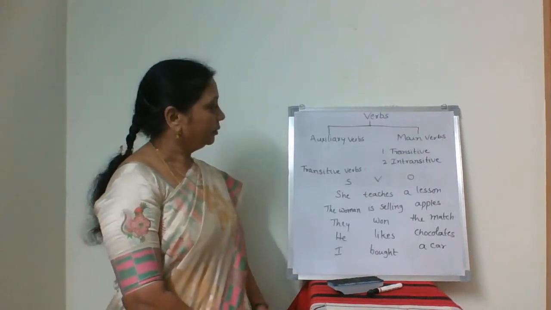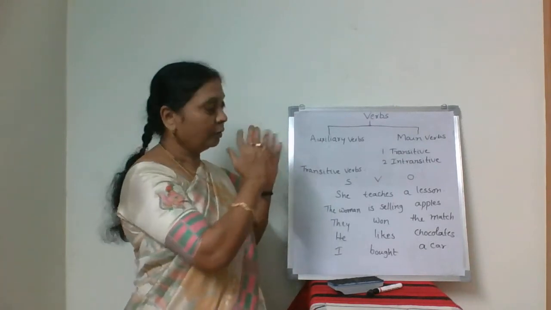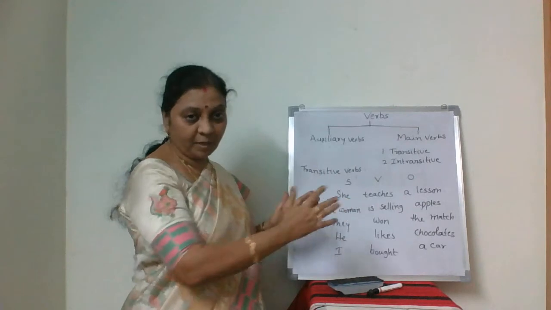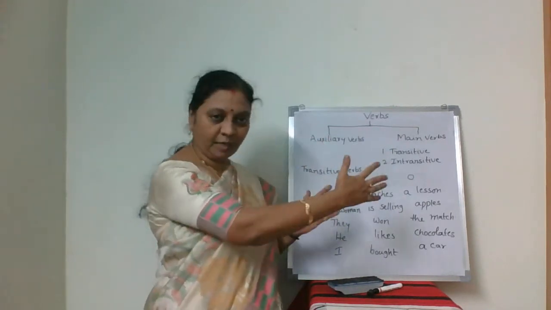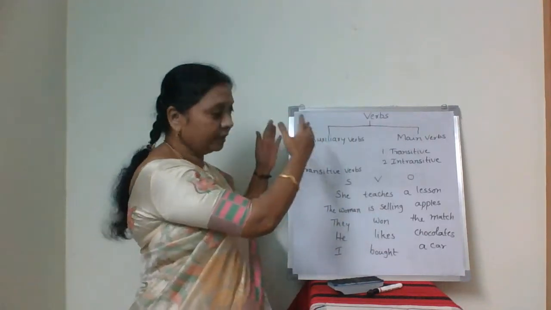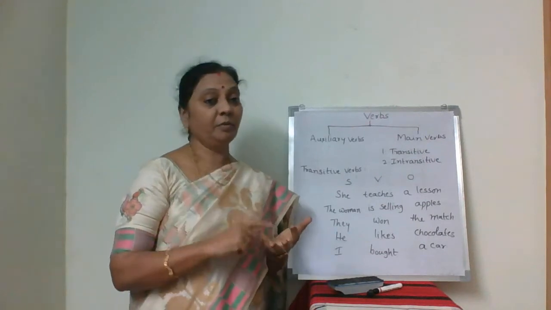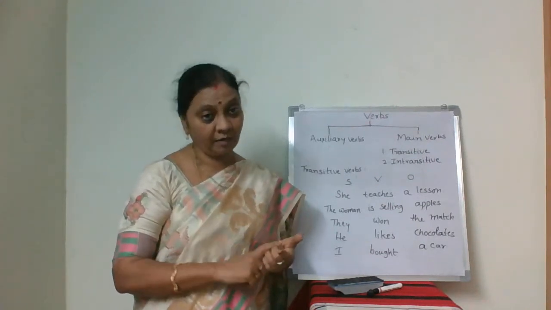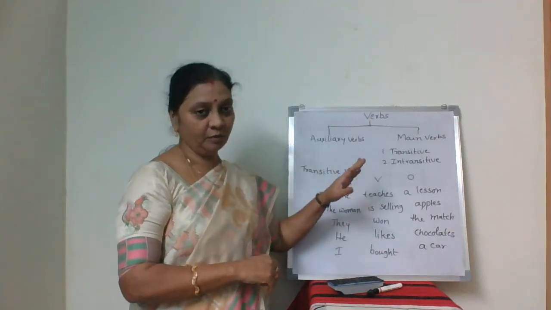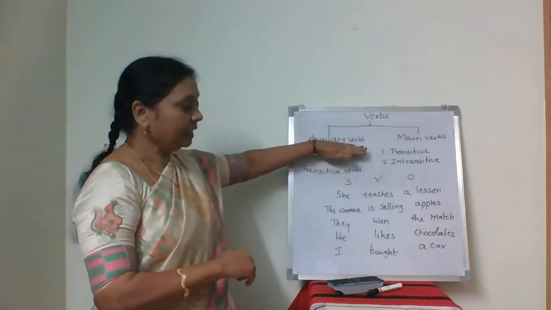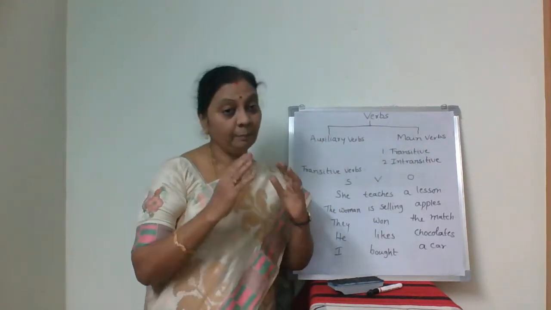So, do you remember the first day, the beginning of verbs? I showed one tabular form, isn't it? Verbs are divided into auxiliary verbs and main verbs. We completed auxiliary verbs, both the primary auxiliaries, that is, be forms, do forms and have forms, and modal auxiliary verbs, modal verbs also. We completed all those completely. From today onwards we do main verbs.